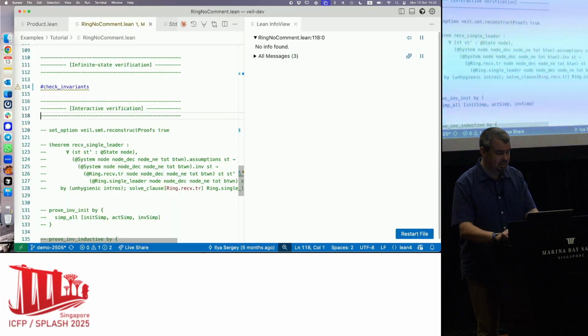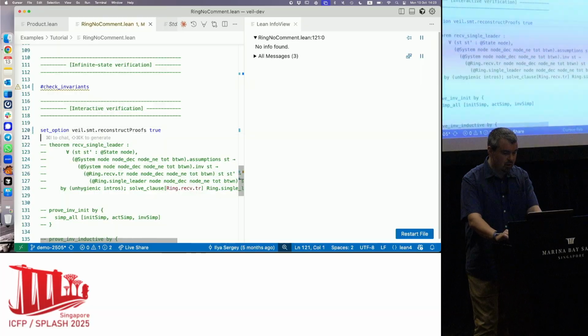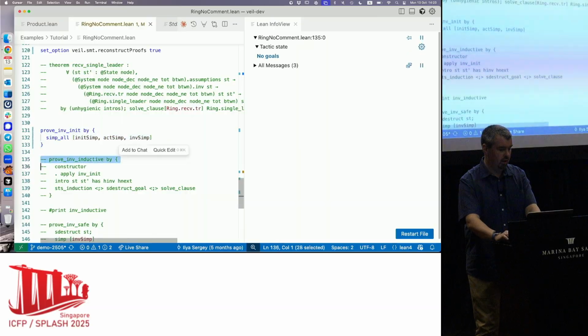So the nice thing is that we can actually have the proof reconstruction turned on, which is not something that works 100% of the time, but it works a relatively high percentage of the time. And this is, again, not thanks to us. This is thanks to Lean SMT. And now we can go ahead and start proving things exactly the same way.